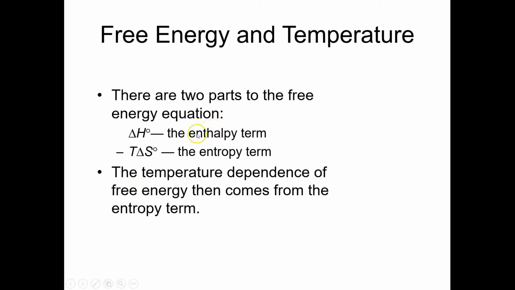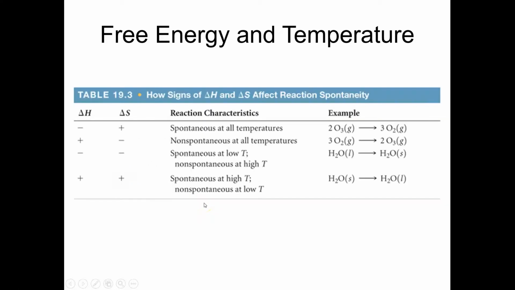Delta H, which is the enthalpy term, and the negative T delta S, which is the entropy term. And it's the T delta S term that is temperature dependent. And so we can construct a little table like this, similar to what we did for trying to determine spontaneity based on the entropy change of the system and the entropy change of the surroundings, and simply now talk about it in terms of the enthalpy change of the system and the entropy change of the system.